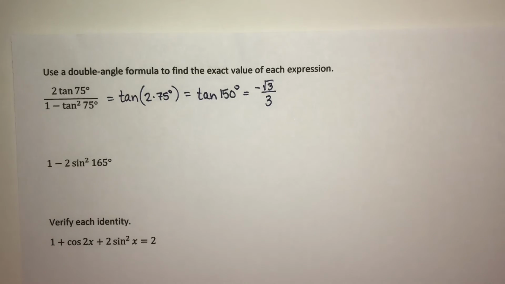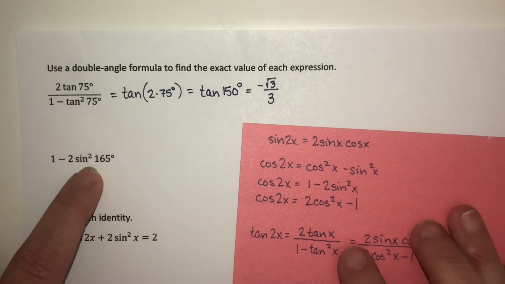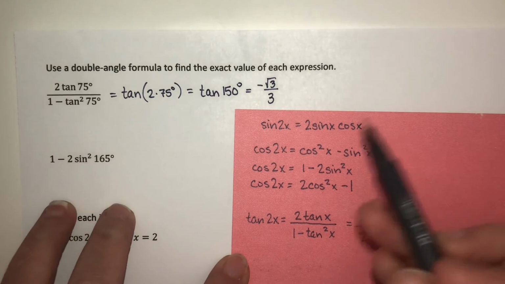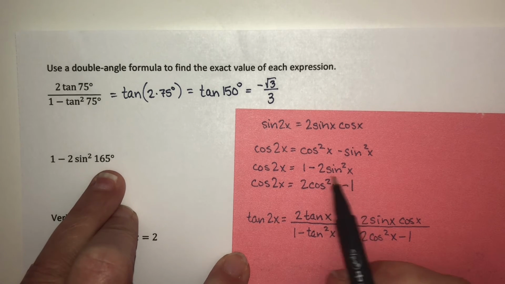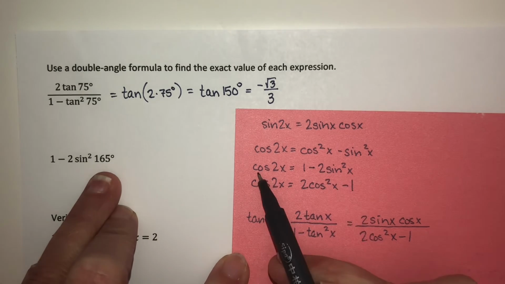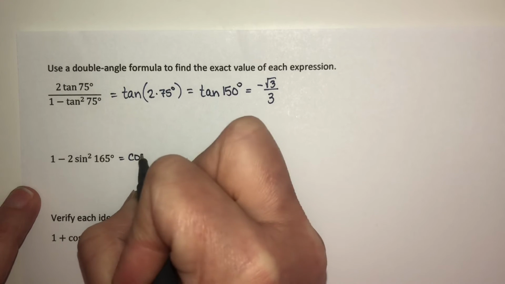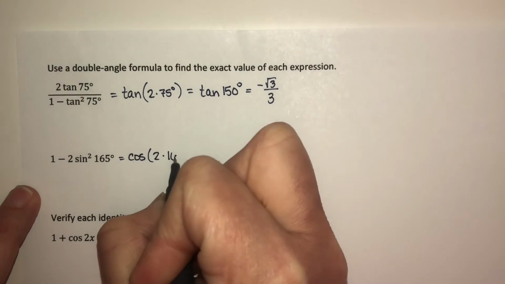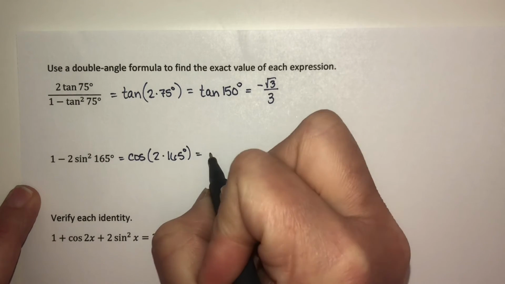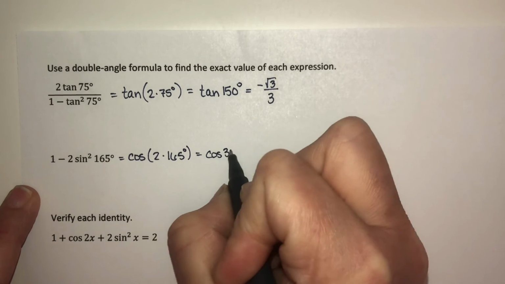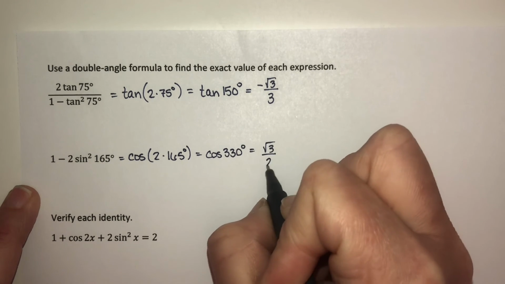Find the same for 1 minus 2 times sine squared of 165. That is 1 minus 2 times sine squared of an angle, so this equals cosine of 2 times 165. So this is cosine of 330 degrees, and that is exactly the square root of 3 over 2.